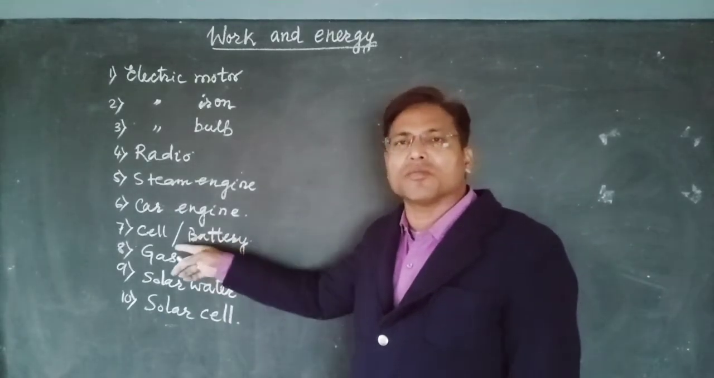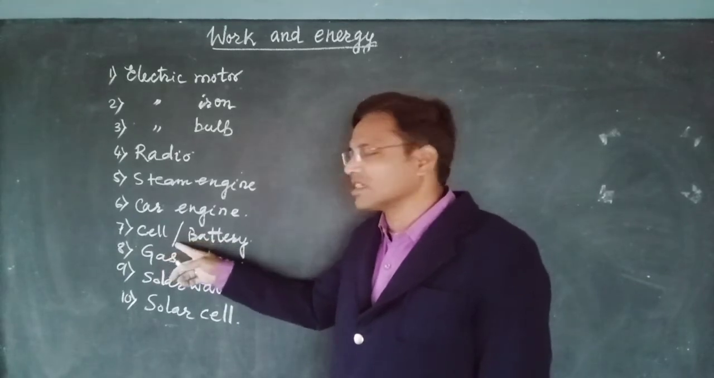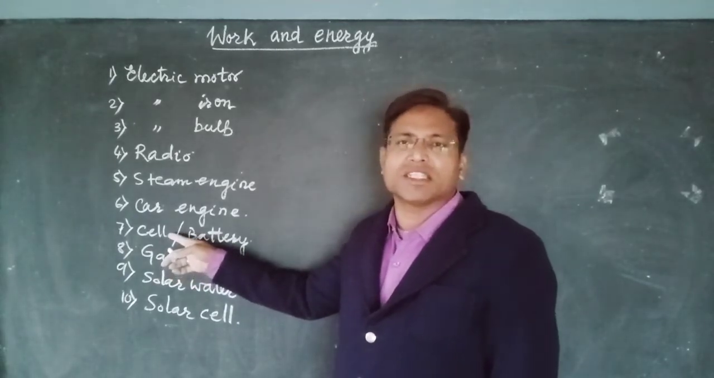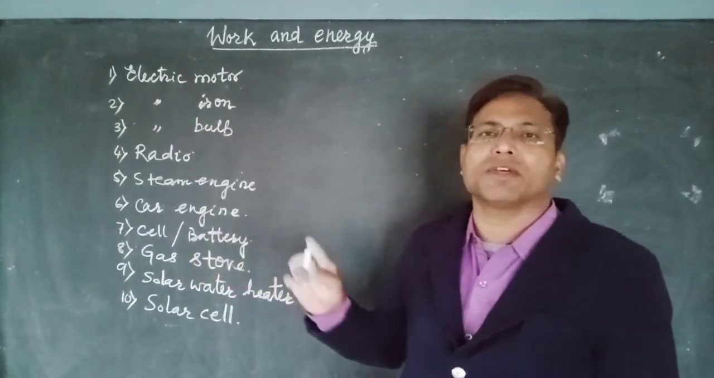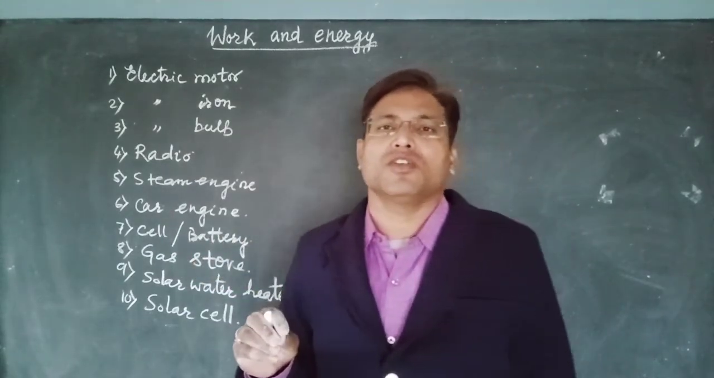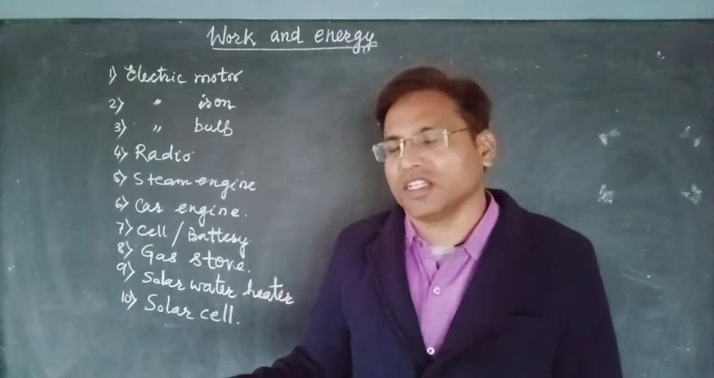Next, we have a cell or a battery. A single one we call a cell, and when a group of cells are joined together in series or parallel, we call it a battery. Both the cell and the battery have chemicals in them. So when we use that cell or battery, the chemical energy is converted into electrical energy.